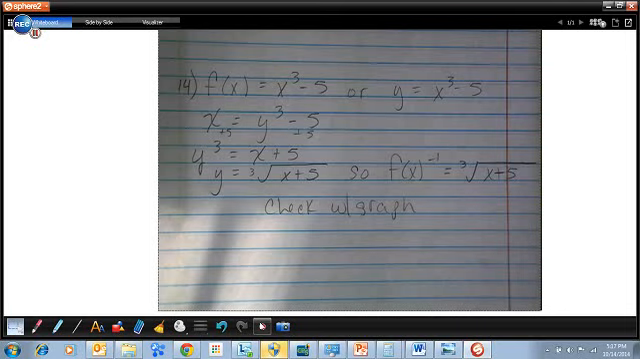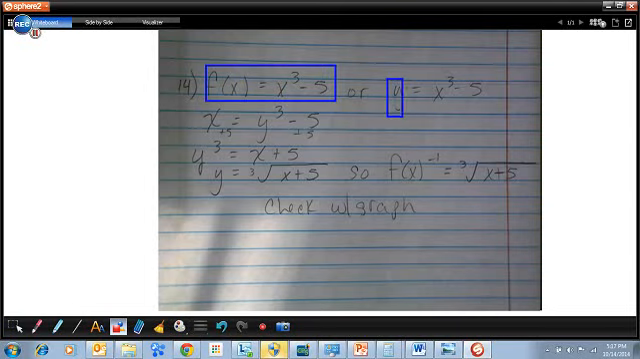In question 14, it's asking us to find a formula for the inverse of f of x if f of x is equal to x cubed minus 5. So you can see our f of x here, x cubed minus 5. And we just need to find the inverse.